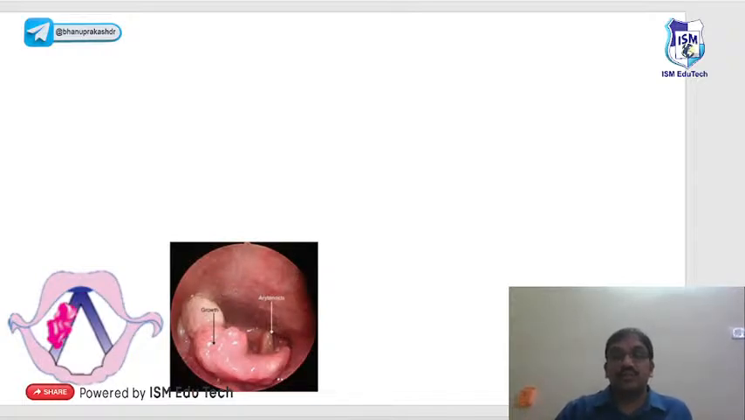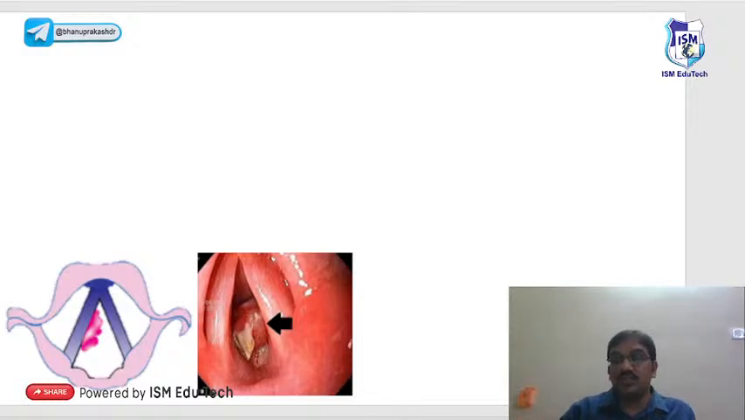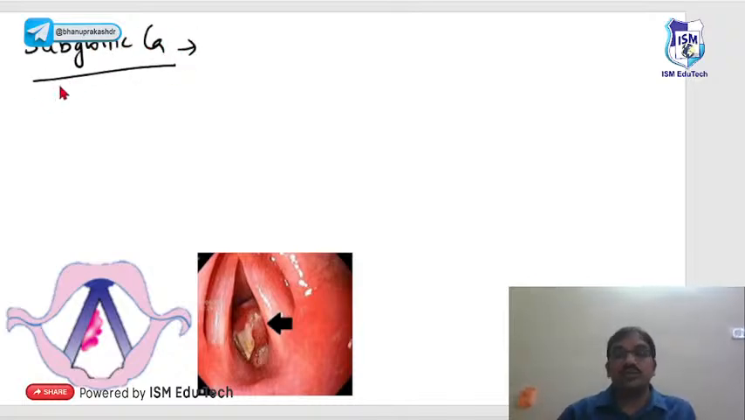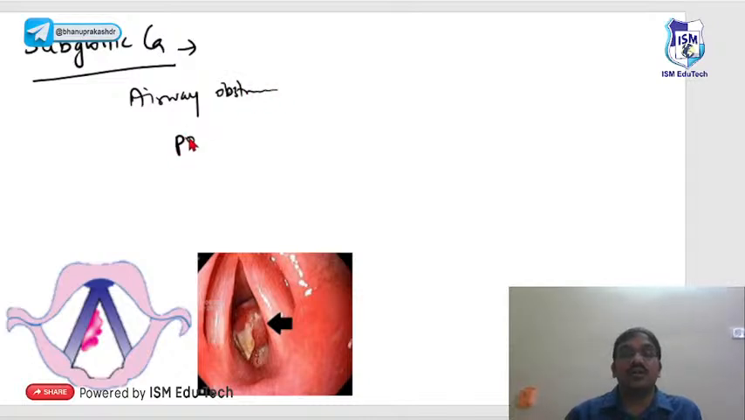Next, subglottis. This we have already studied. Now coming to the subglottic carcinoma. As this is the narrowest area, you can see the airway is completely getting compromised. So the patient will have airway obstruction. Again, obstructive airway symptoms will be seen. Here the prognosis will be poor. The spread will be there to the surrounding structures, and it will be a very difficult condition to treat.